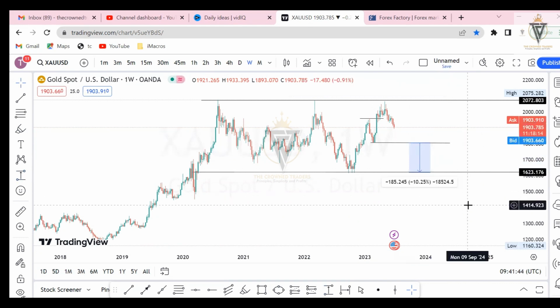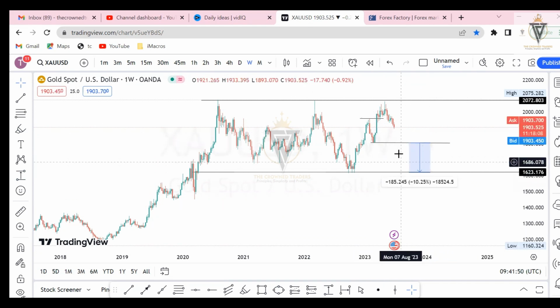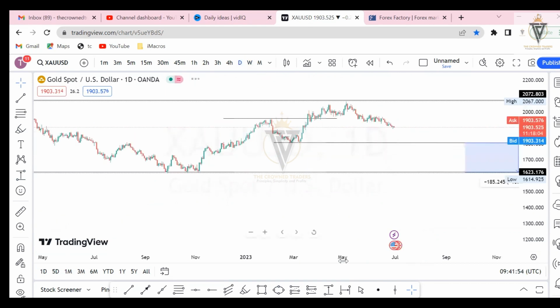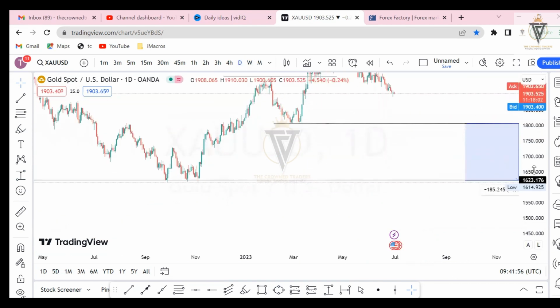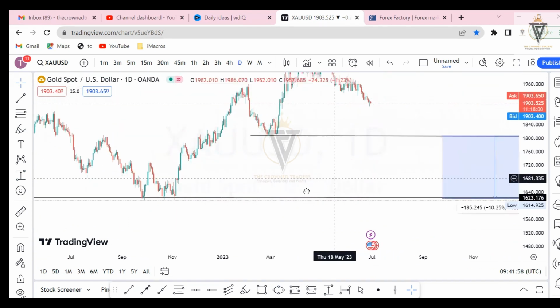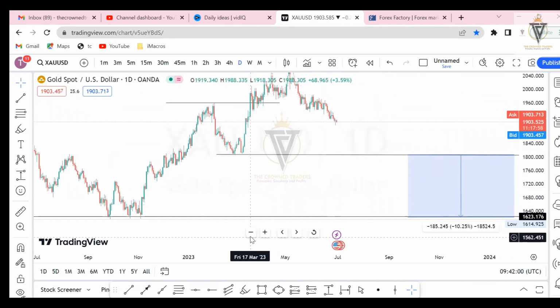If that level is taken out, we should be looking at around 85 pips from there on the gold. So for now, we'll still go down. We're not taking our trades here. We'll just keep trying to analyze to see what gold is doing and all that.